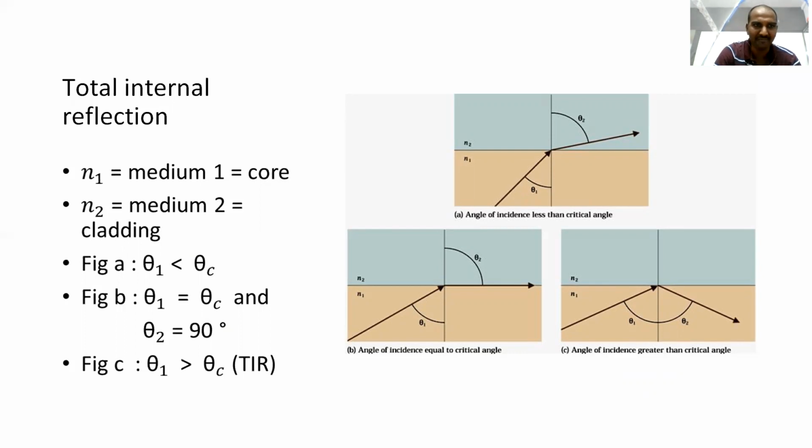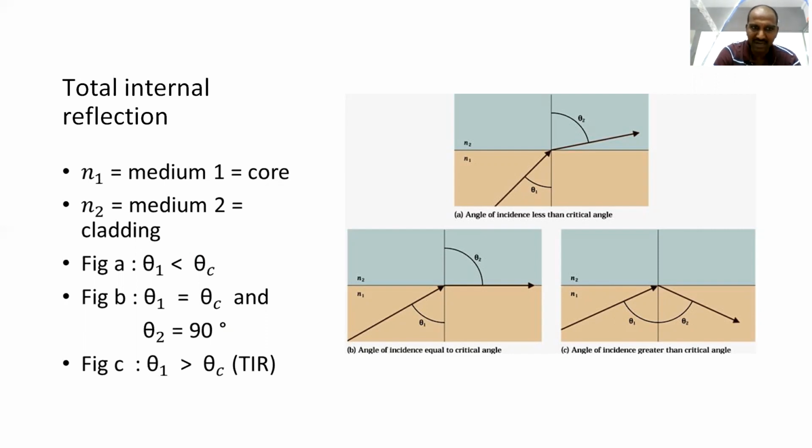If we consider medium one, which is the core region, the light traveled region, whose refractive index is represented with N1, and another medium, which is the cladding medium, whose refractive index is represented with N2. Here we have three diagrams in figure A. See here, theta 1 is less than theta C. Here theta 1 is the angle of incidence in the core region, and it is less than the critical angle of incidence. And we will see figure B.